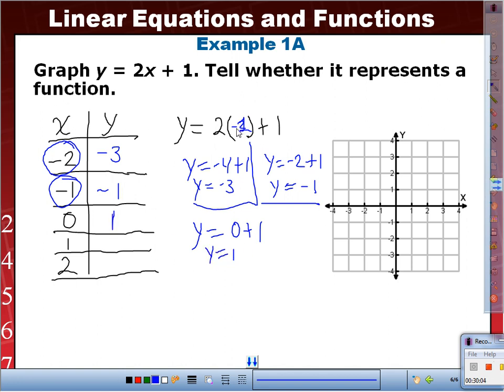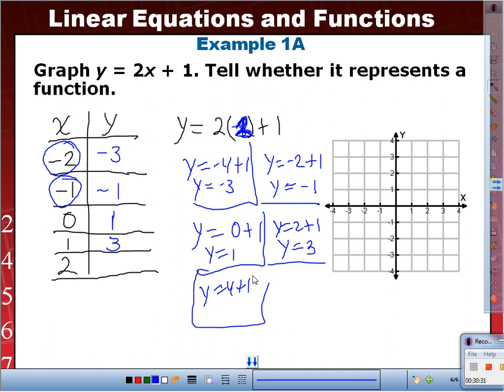What's the next value? Positive 1. So what is 1 times 2 or 2 times 1? Y equals 2 plus 1. And that is 3. That goes right there. All right. And our last value is 2. Substitute 2 in here. What is 2 times 2? Y equals 4 plus 1. What is 4 plus 1? 5. All right. Now that we have our values, let's plot these.